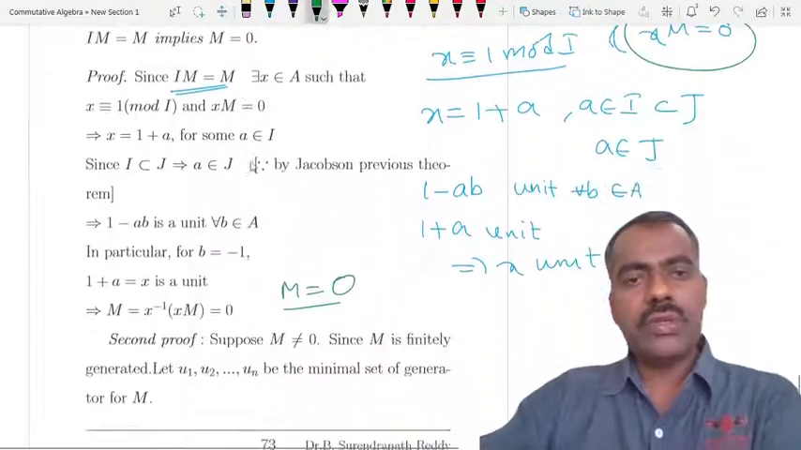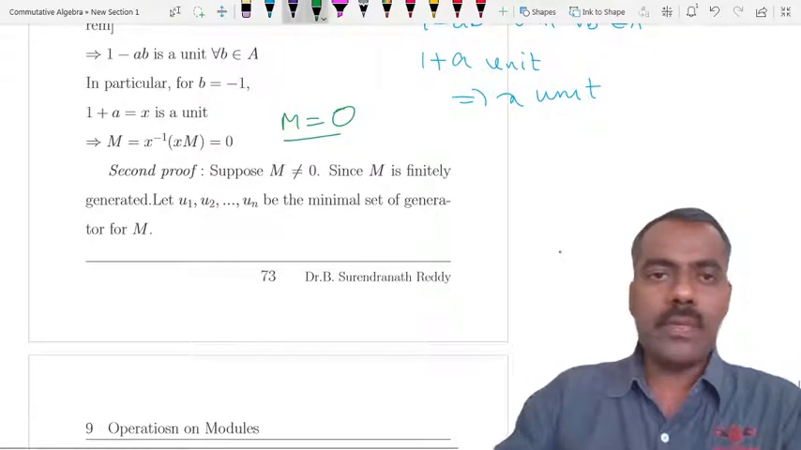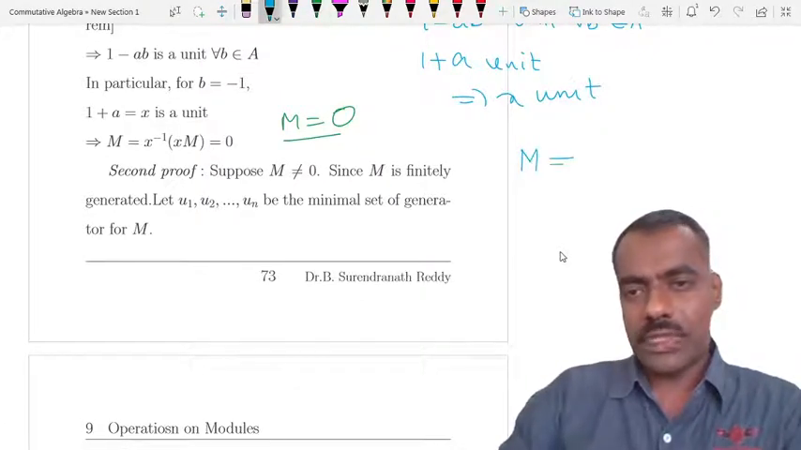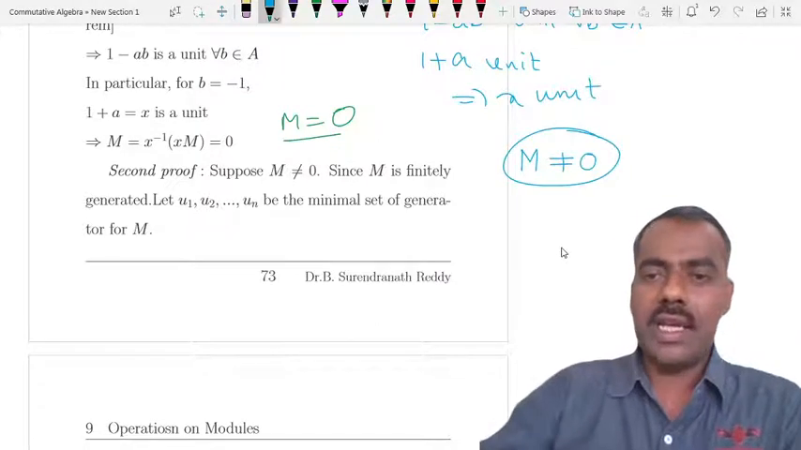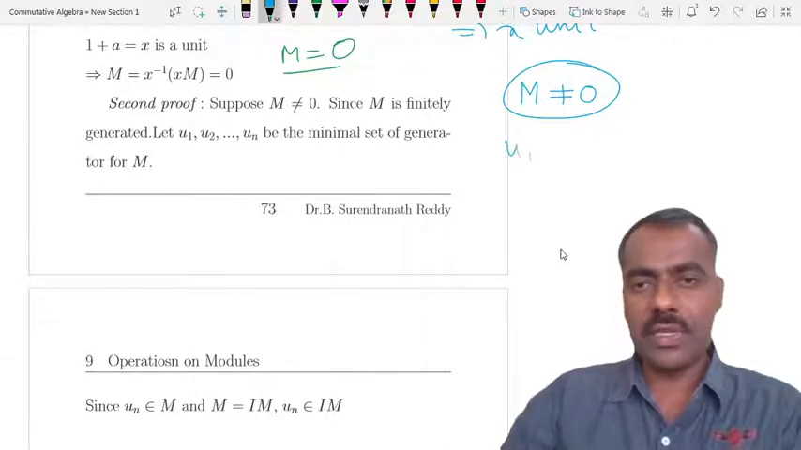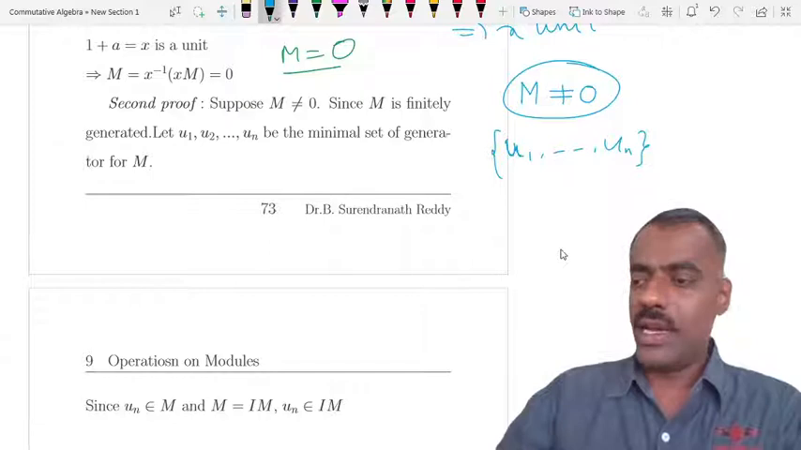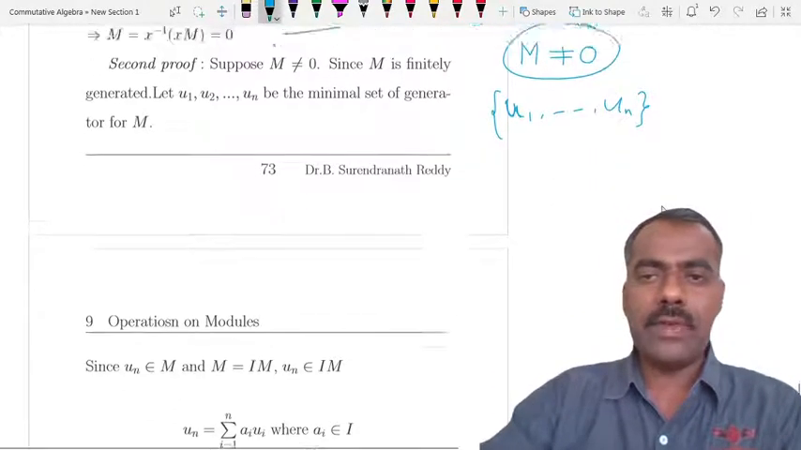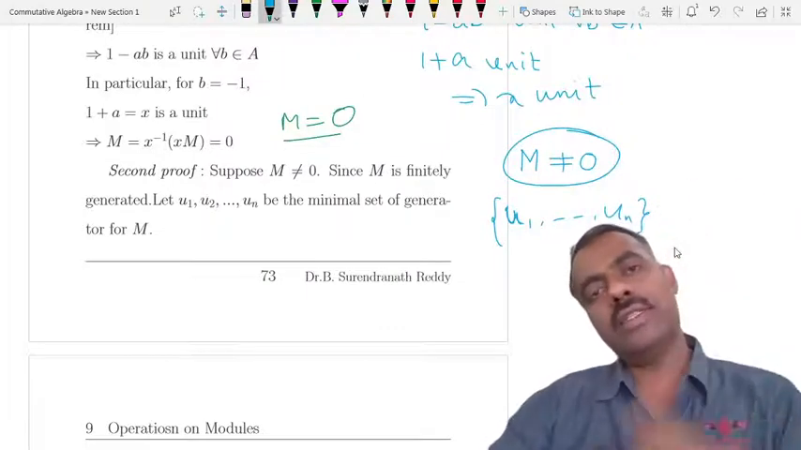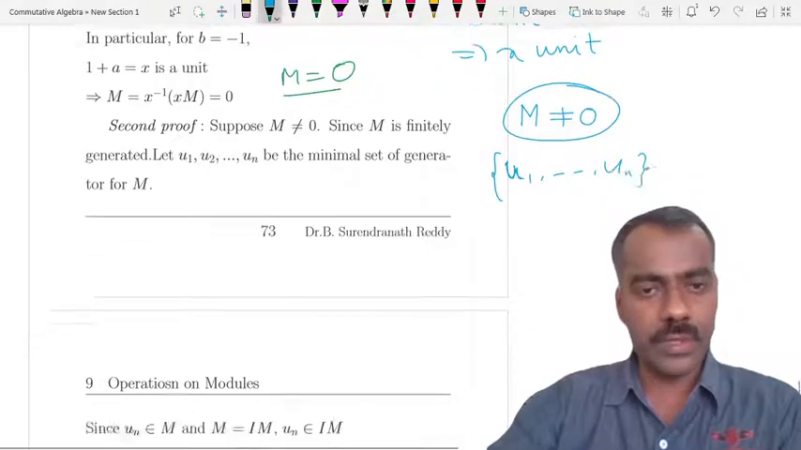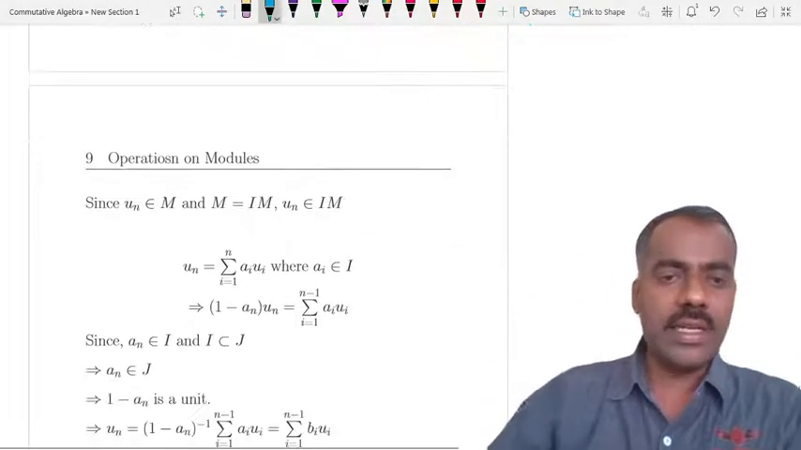Without using this corollary, you can also simply prove it directly. We want to show that M is 0. So suppose M is non-zero. Then M is finitely generated, so we can have a minimal set of generators, which we denote by u1, u2, ..., un. That means you cannot generate M with fewer elements. But if we get fewer elements which form a generating set, that will be a contradiction, so therefore M has to be equal to 0. And this is not at all difficult.